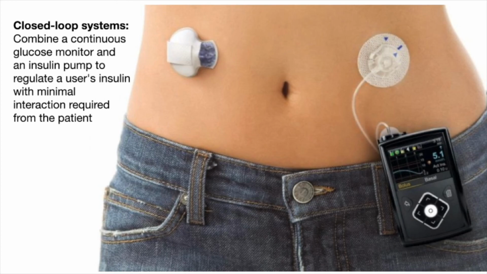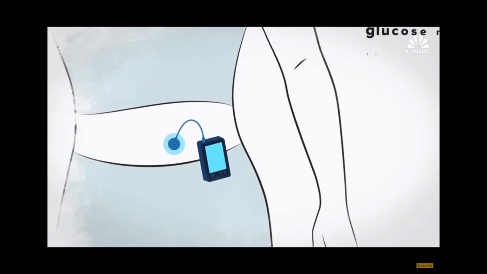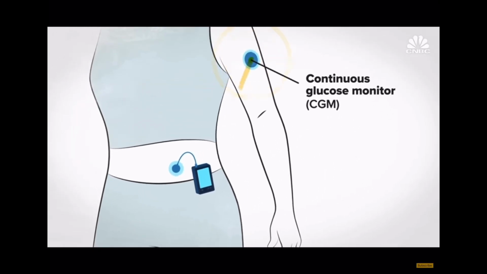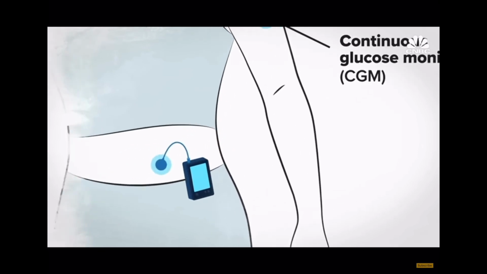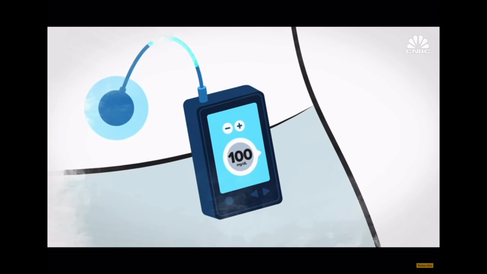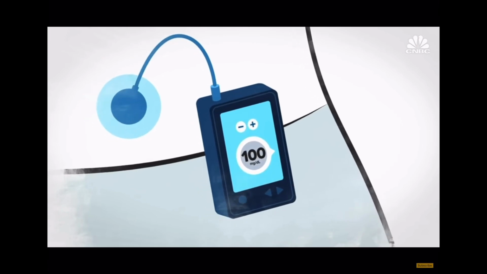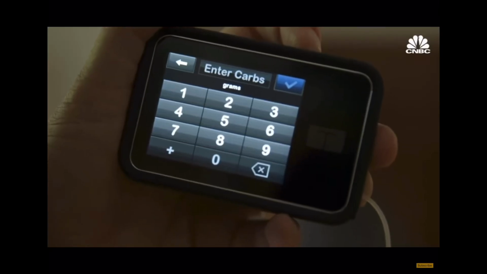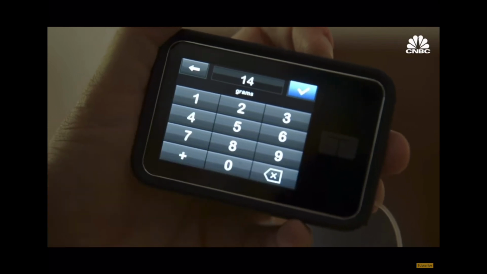They work like this. A continuous glucose monitor sends blood sugar data to the pump. The pump uses an algorithm to target a specific blood sugar range and delivers enough insulin into the body to keep the patient on target. The system is still not fully autonomous, since the patient has to tell the device how many grams of sugar they consume for the system to work.